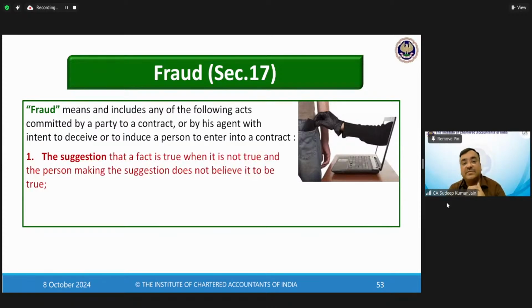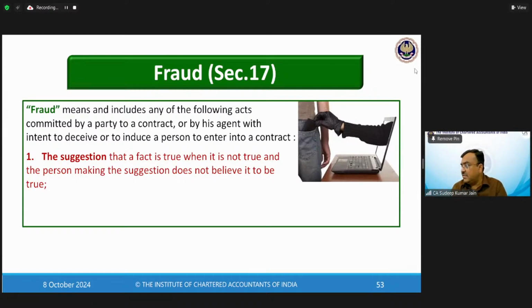First is the suggestion that the fact is true when it is not true and the person making the suggestion does not believe it to be true. Means false statement. In one line, knowingly making false statement. Please note down in your books.